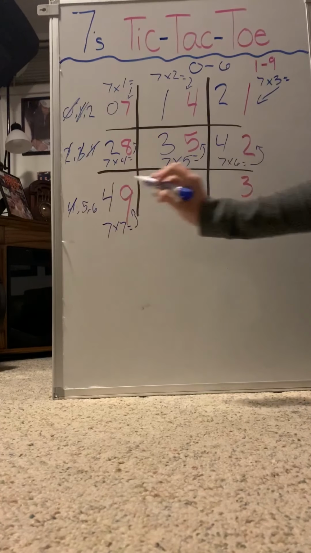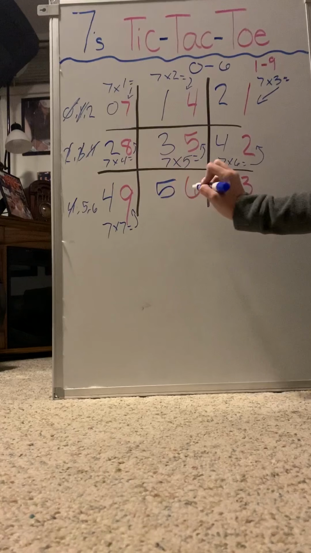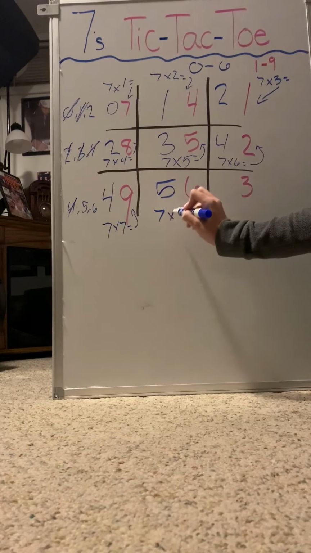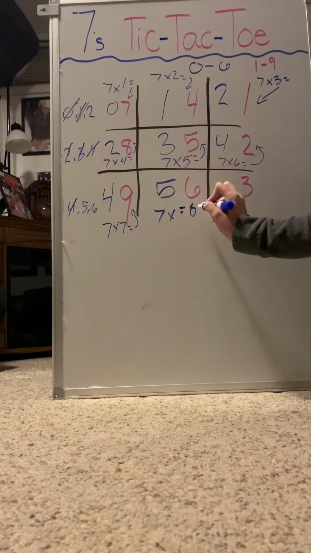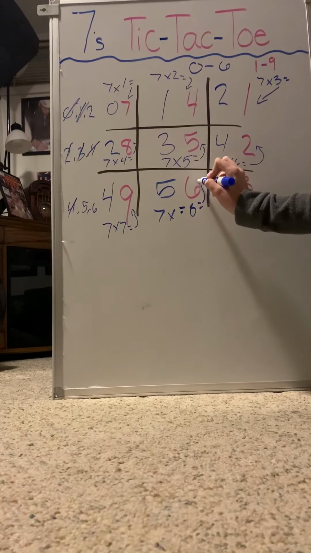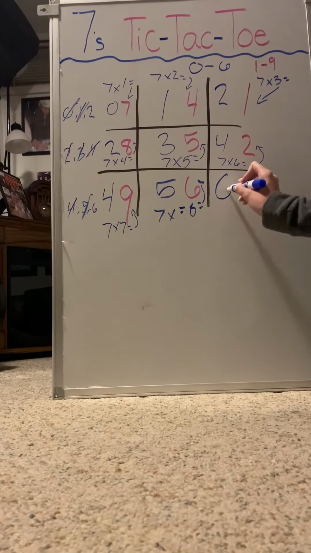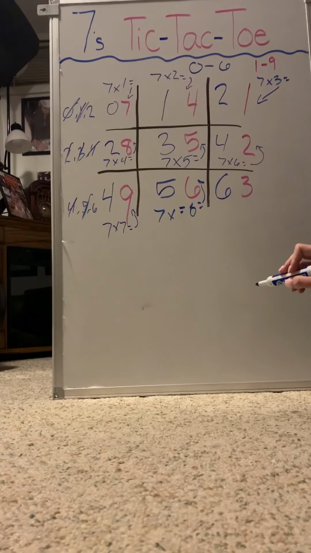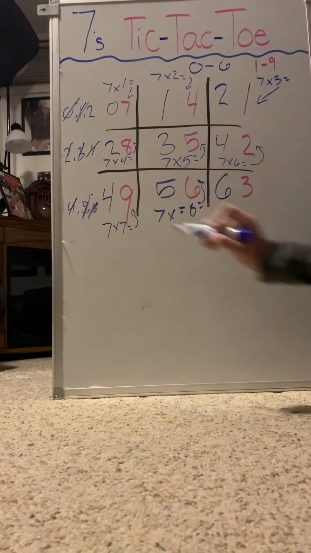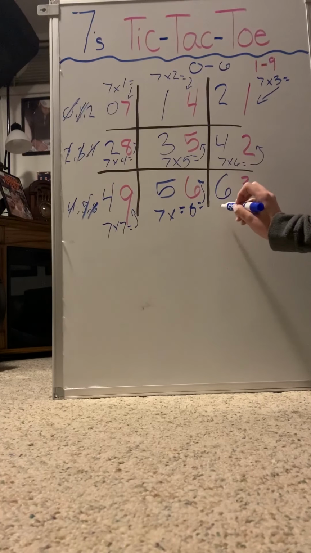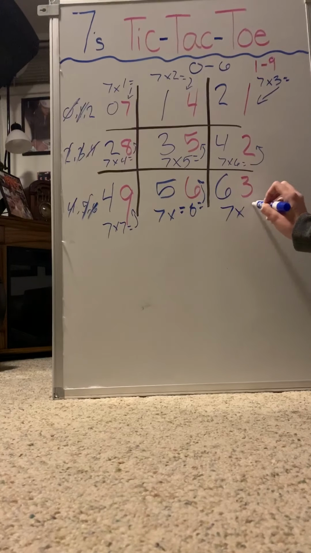Move on to my next number, which is a 5. I have 56. 7 times 8 equals 56. Cross it out. My very last one, I have 63. I use my 6. I'll cross it out. If this is 7 times 8, this would be 7 times 9 equaling 63. And there we have our 7's tic-tac-toe board.